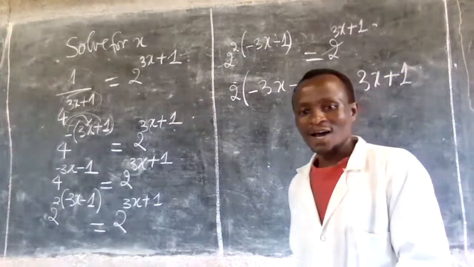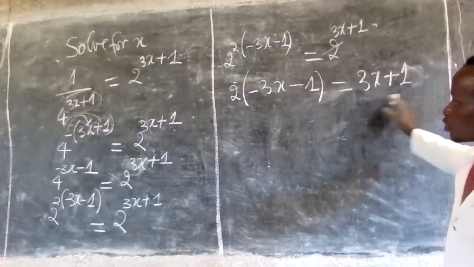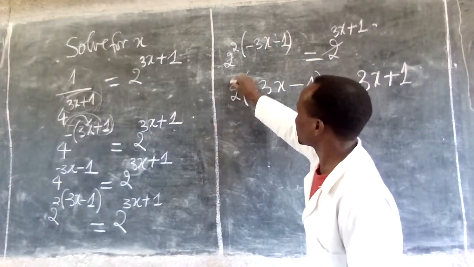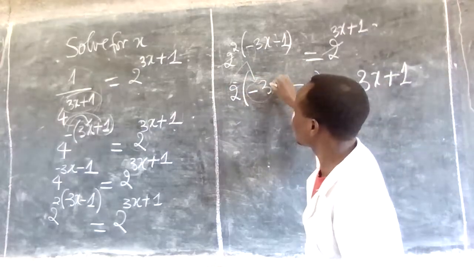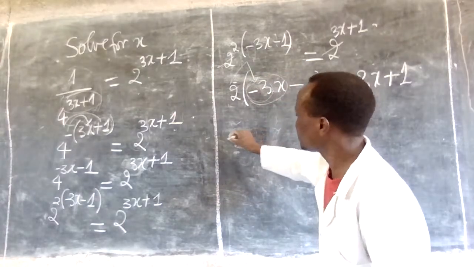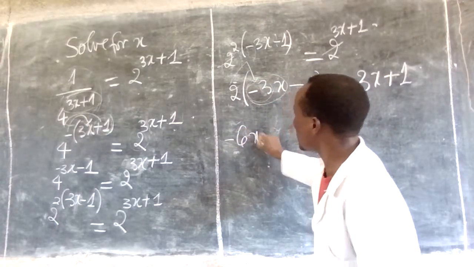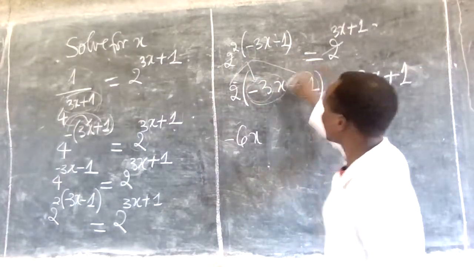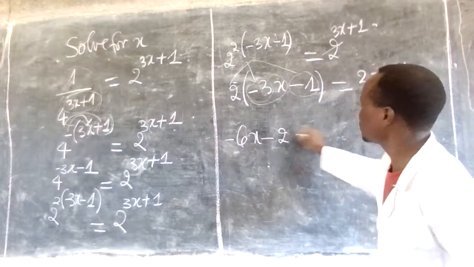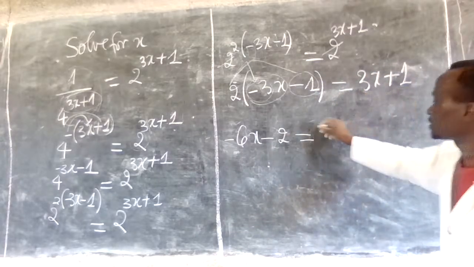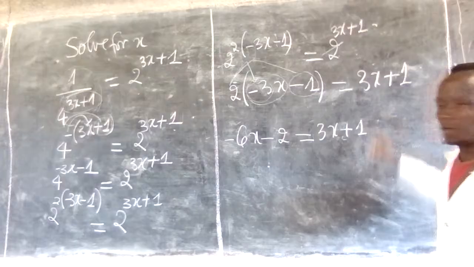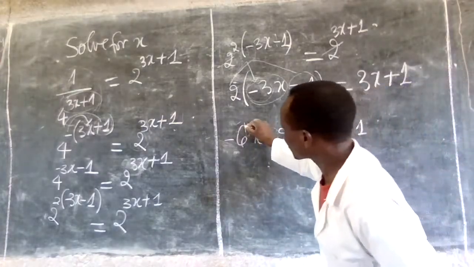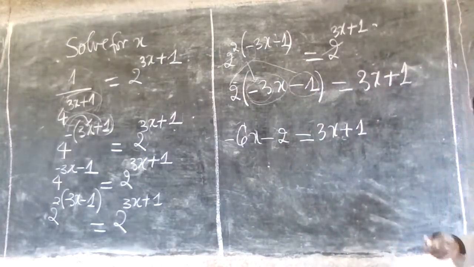Now, we are going to remove this bracket. We take this 2 times this 3x, it is minus 6x. And you take this 2 times minus 1, it is minus 2, which is equal to this 3x plus 1. Yes?